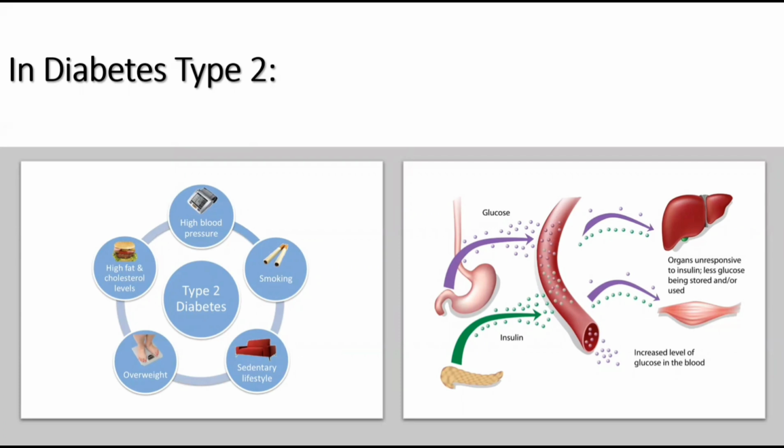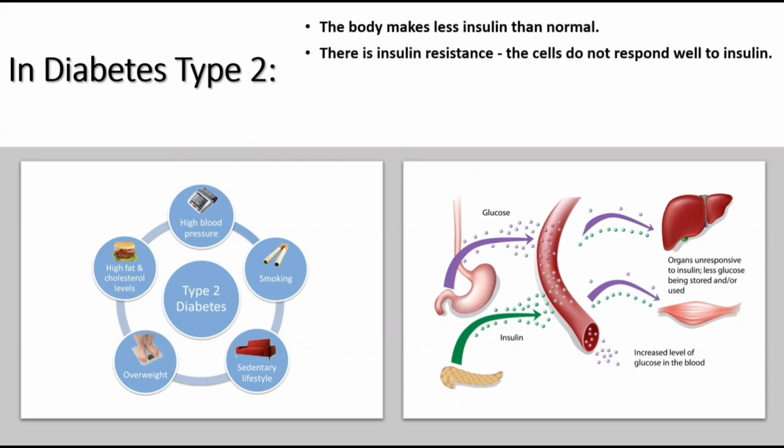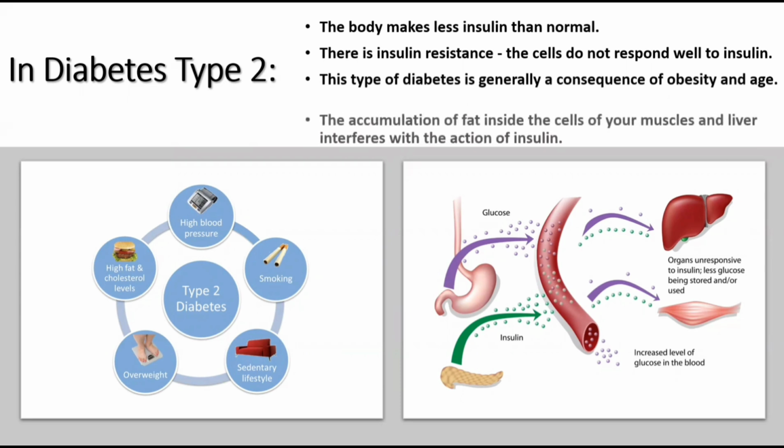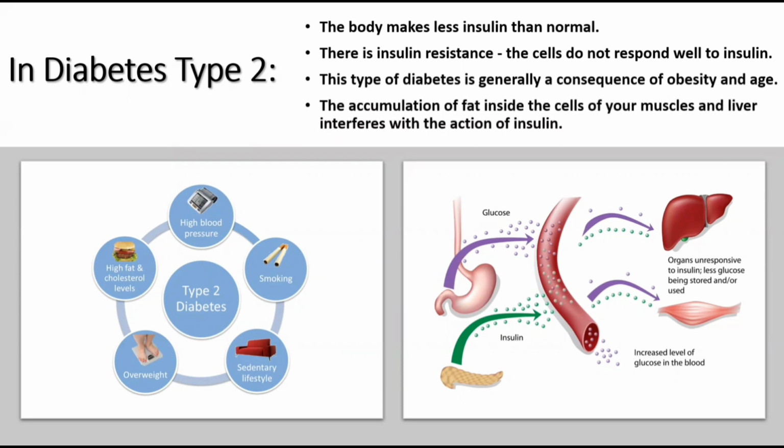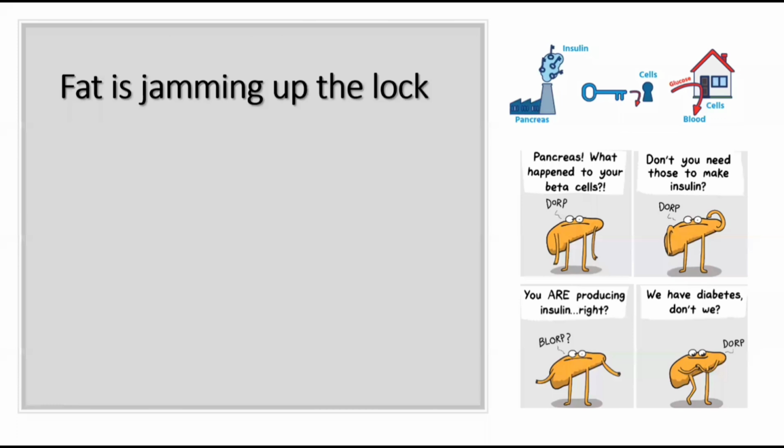Your body makes less insulin than normal, and in addition to that, you have insulin resistance in which the cells do not respond as well to insulin. This type of diabetes is generally a consequence of obesity and age. The accumulation of fat inside the cells of your muscles and liver interferes with the action of insulin.